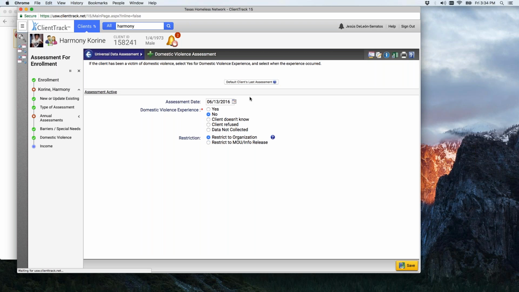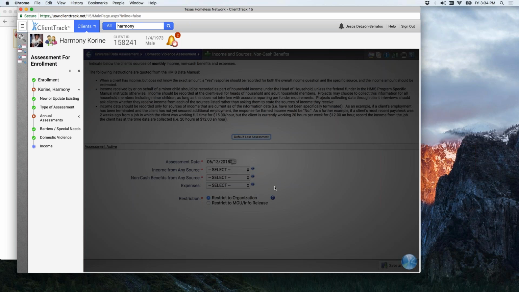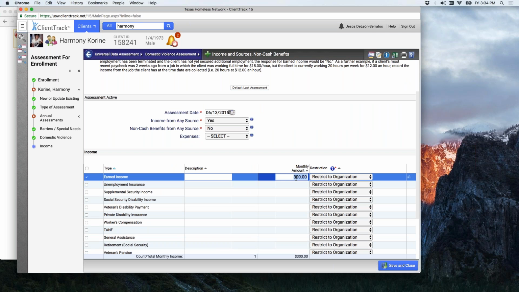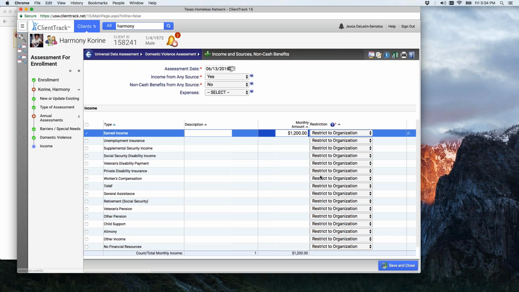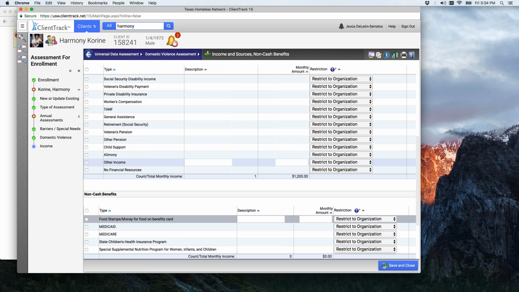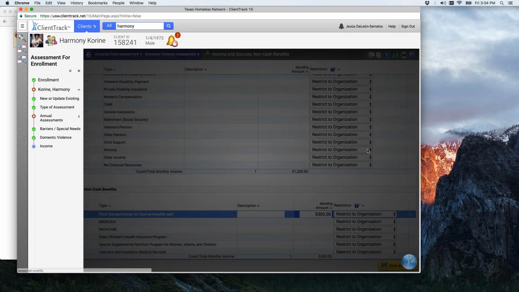I'm gonna try to do this as fast as I can here because it's important. Again, I'm gonna default it for last assessment, but guess what? This client actually is no longer doing that. Now the client is receiving 1,200. And not only that, but the client is actually now receiving food stamps. Say that he receives 300 food stamps. All right, save.